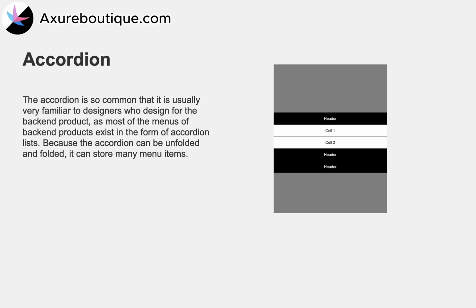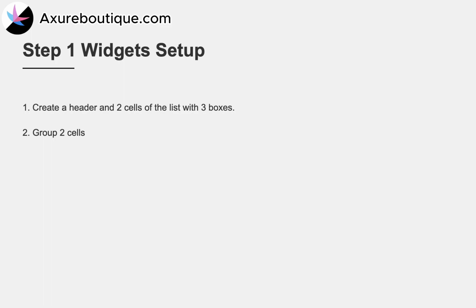The accordion is so common that it is usually very familiar to designers who design for the backend product, as most of the menus of backend products exist in the form of accordion lists. Because the accordion can be unfolded and folded, it can store many menu items. Now let's set up widgets.